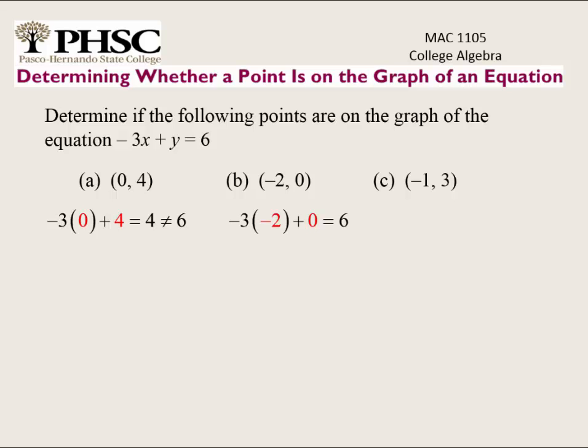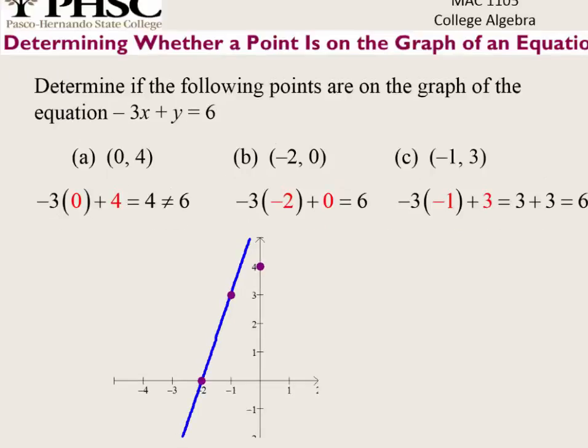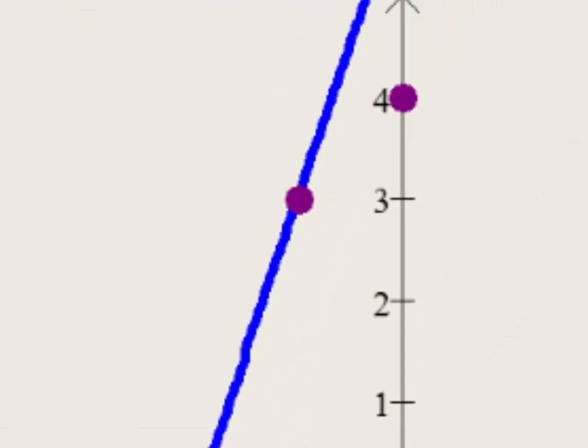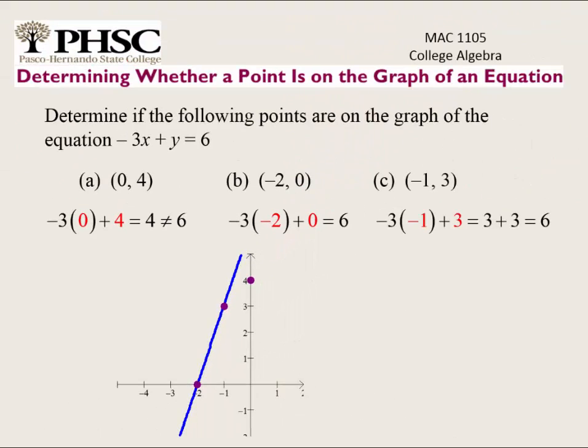So the next one, when we get negative 2, 0, negative 2, 0 is in fact a point on the graph. And then the point negative 1, 3 is also on the graph, and it's also a solution to the equation. So here we can see that the 2 points negative 2, 0 and negative 1, 3 are in fact on the graph, and 0, 4 is not.